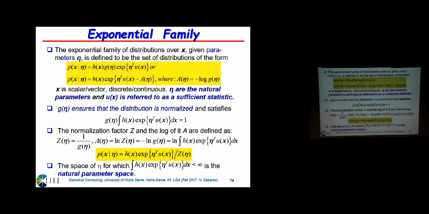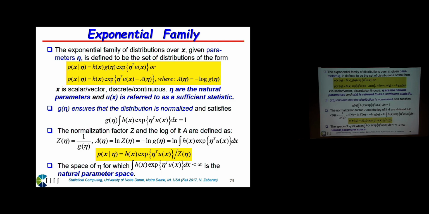Now, you can also write this with the normalization factor explicitly given, as you see on the equation at the bottom, right? So you can have a normalization factor explicitly, and this normalization factor is basically 1 over g. You can see immediately if you integrate this distribution in x, you should get 1. So 1 over g is the normalization factor of this distribution. Okay?